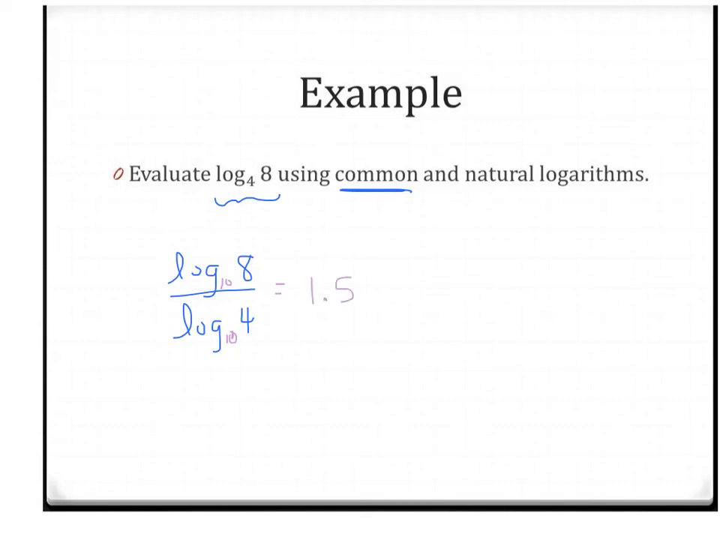Okay. At the same time, we can use natural logarithms, which is your ln. So we can do ln 8 divided by ln 4. And so try that out in your calculator. And we get 1.5. So it doesn't matter which base you use. In fact, if you could figure out a way to make them base 2 or base 5, it does not matter what base you use. As long as those bases are the same, you'll get that answer.